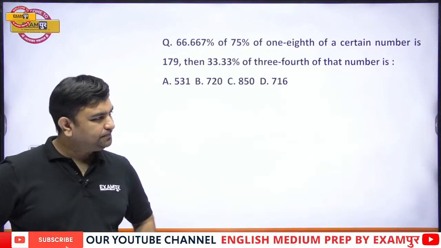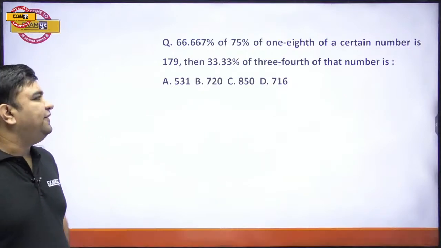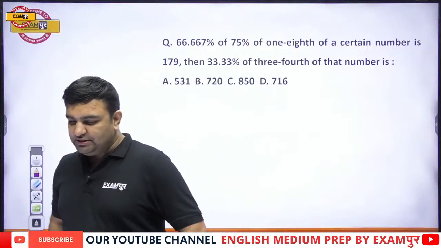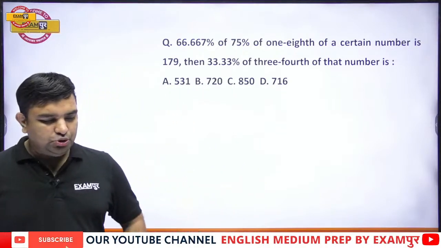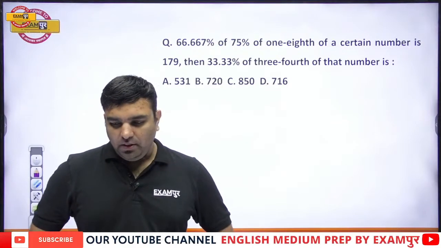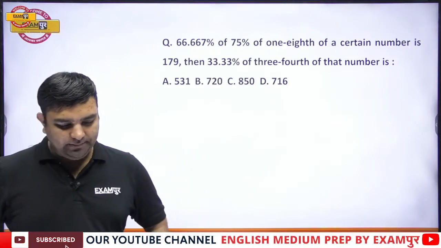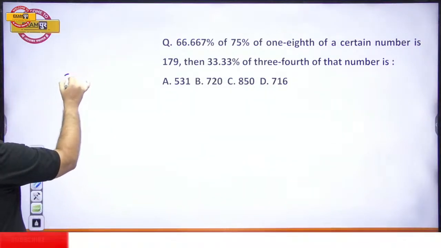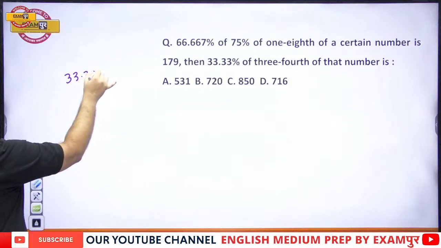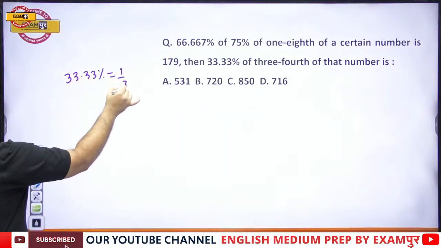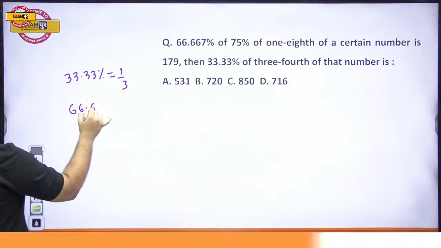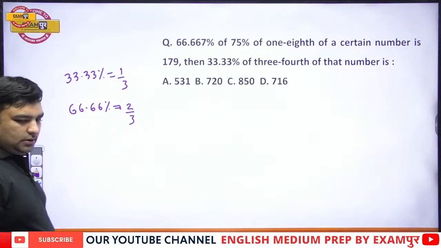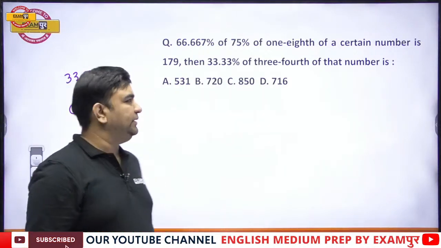Come on, make it. I have told you certain fractions yesterday. Only thing is you need to make use of them. If you remember, I told you 33.33% as 1 by 3. So 66.66% is double of it. So it will become 2 by 3.